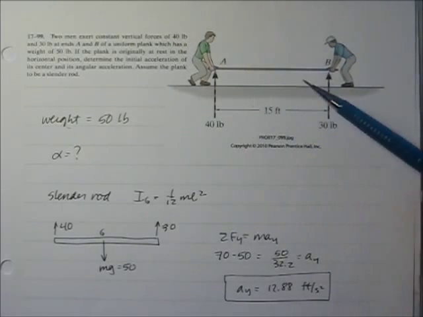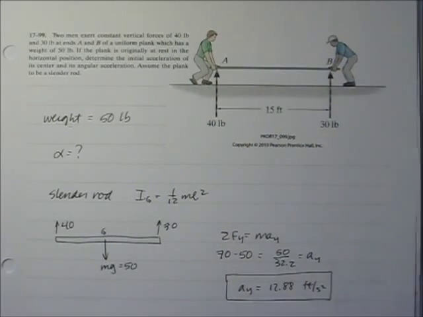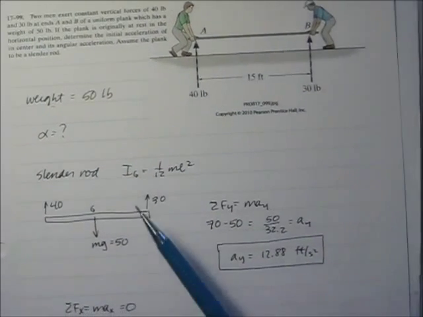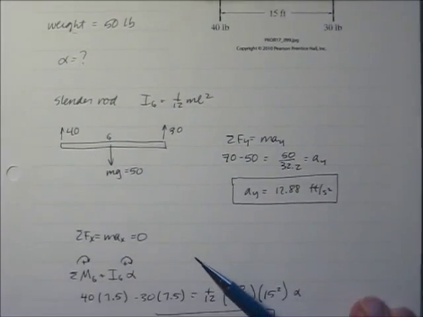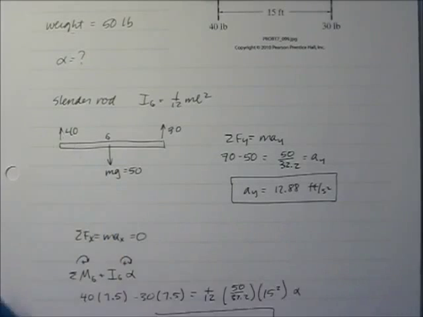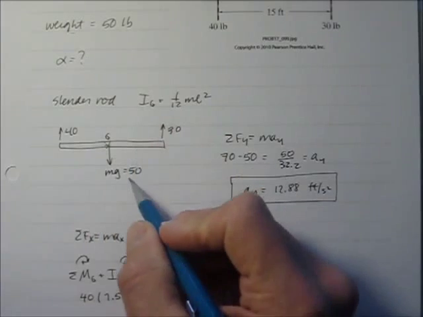But because he's got more force than the other, we can expect that it'll have some angular rotation, some angular alpha in that direction. So we're going to model this as a slender rod, and we know that the I_G of a slender rod is 1/12 m l squared. So let's draw our free body diagram. We're going to say that we have 40 pounds going up, 30 pounds going up. We have an mg from the middle going down at 50 pounds.